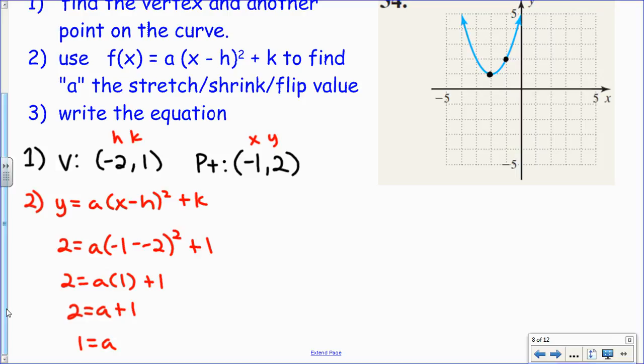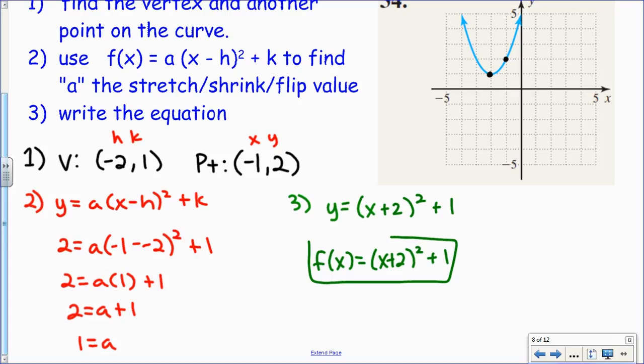Okay. And then step 3, write the equation. So write the equation with A, H, and K. X and Y go back to just X and Y. So A is 1, so that means I don't have to write it. X minus -2 means X plus 2, plus 1. So f of X is X plus 2 squared plus 1. There's my equation.